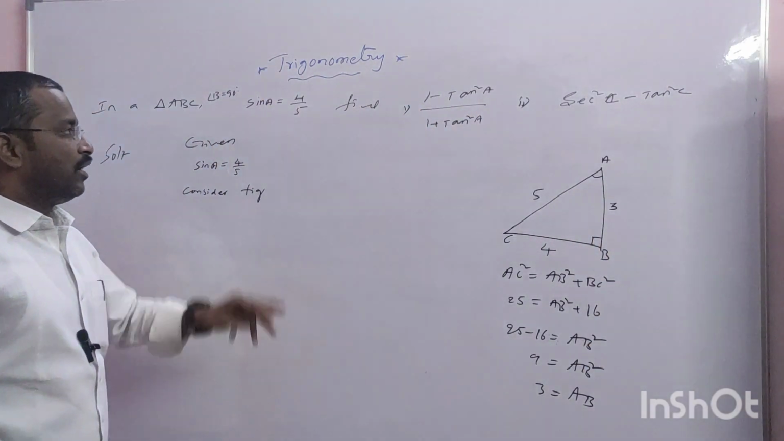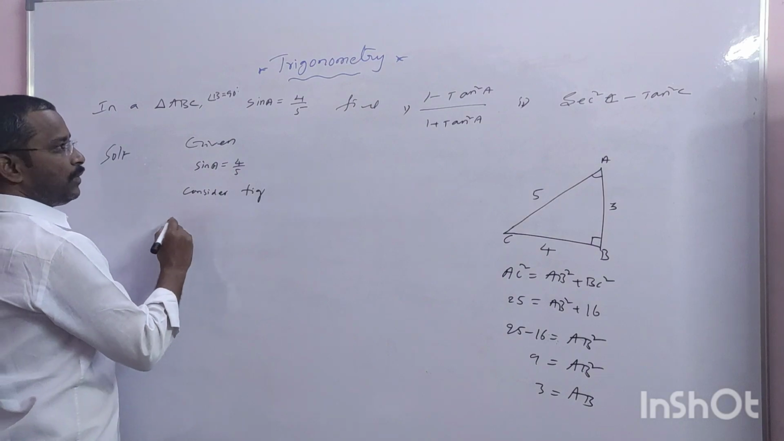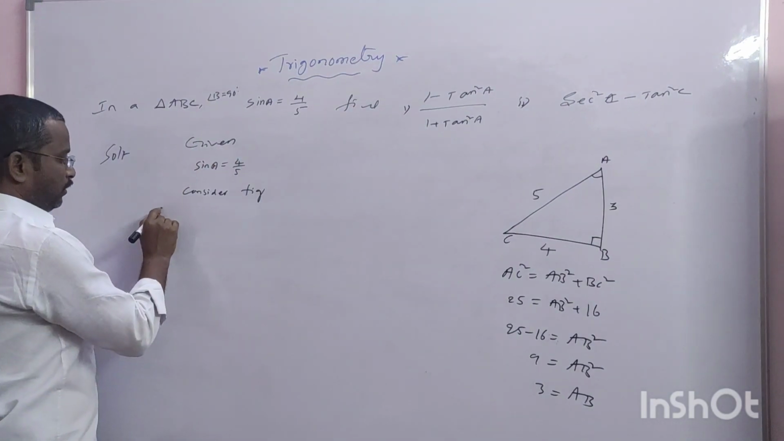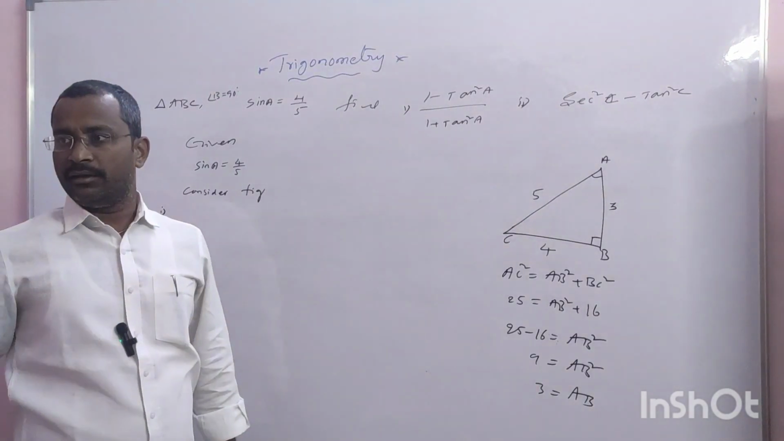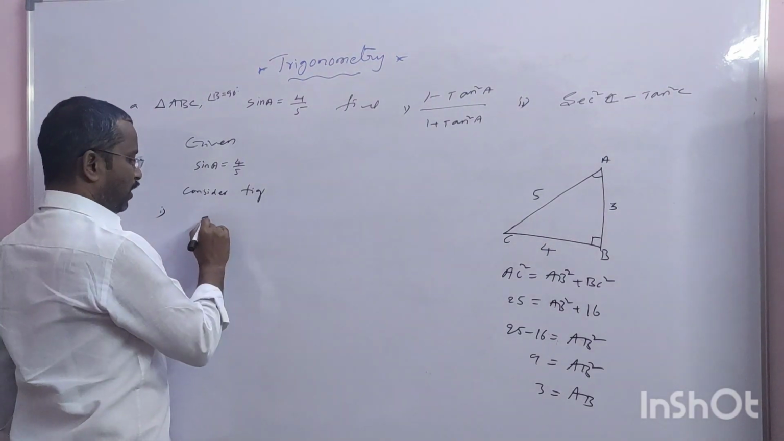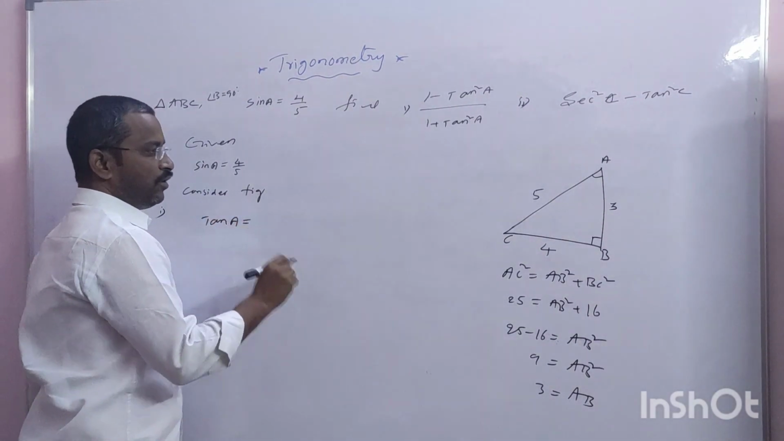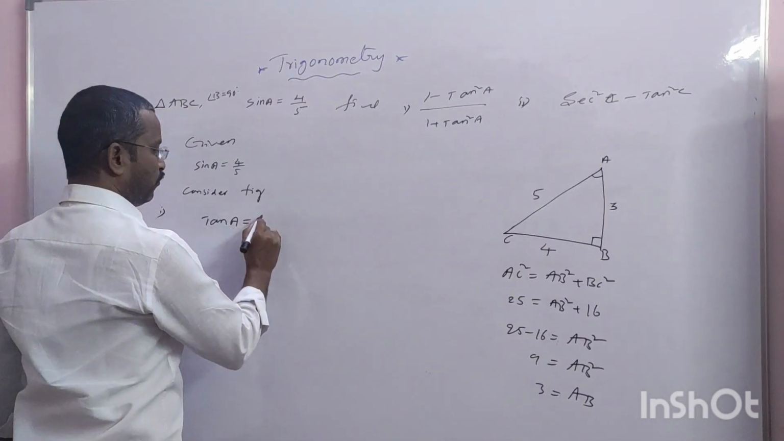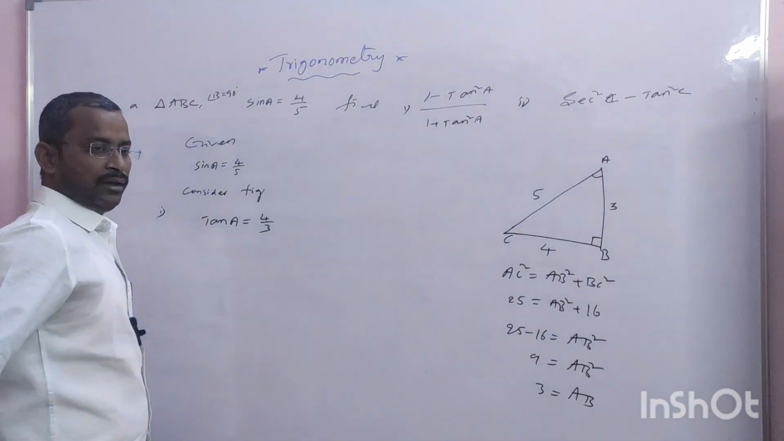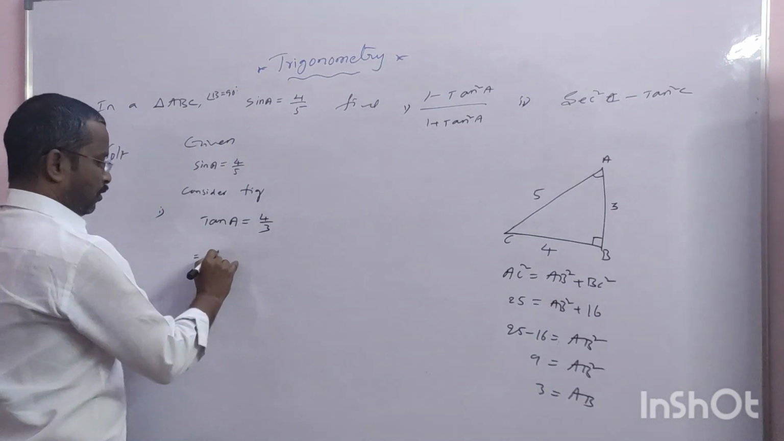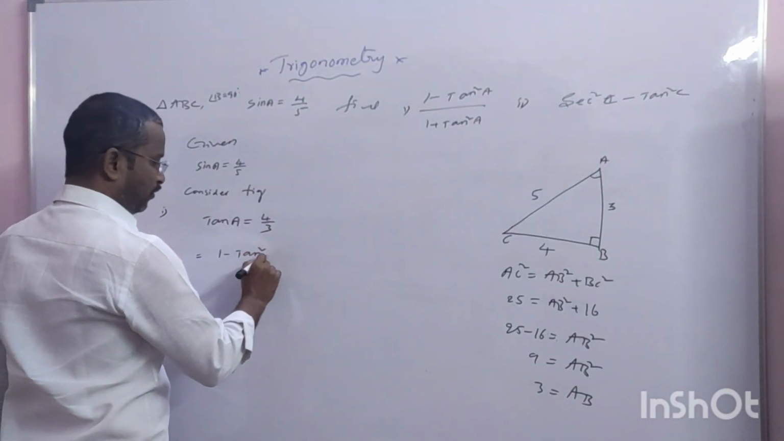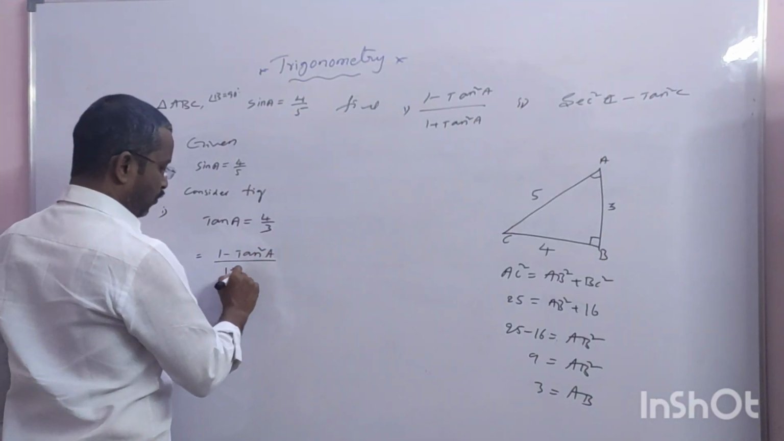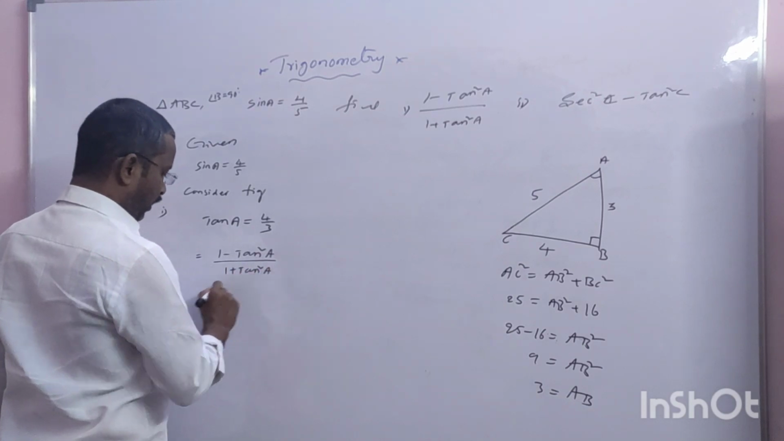3. Okay, right. Now the first question. In the first question, you need to know tan A. Isn't it? So tan A is equal to, what is tan A? Opposite by adjacent. So 4 by 3. Now the question is 1 minus tan square A by 1 plus tan square A.